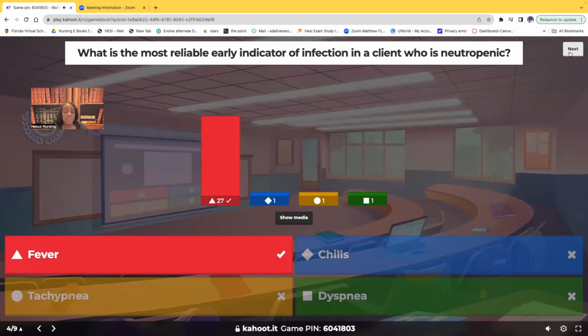Very good, fever. You see that temperature going up, that is the most reliable indicator that an infectious process is present. Chills, dyspnea, may be present, but it may not. Those are not specific to fever. And tachypnea, same thing, that's not specific to infection. However, when you see that temperature go up, that is specific to an infectious process that's happening, and that's the patient's reaction to fighting that infectious process. You'll see fever.